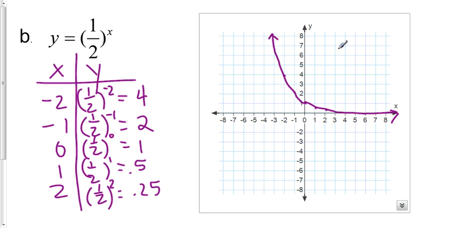So domain and range are going to stay the same for this function. Our domain is all reals, -infinity to +infinity. And our range, again, is starting at 0 and going to infinity, but we're not including 0, so use a parenthesis. 0 to infinity.